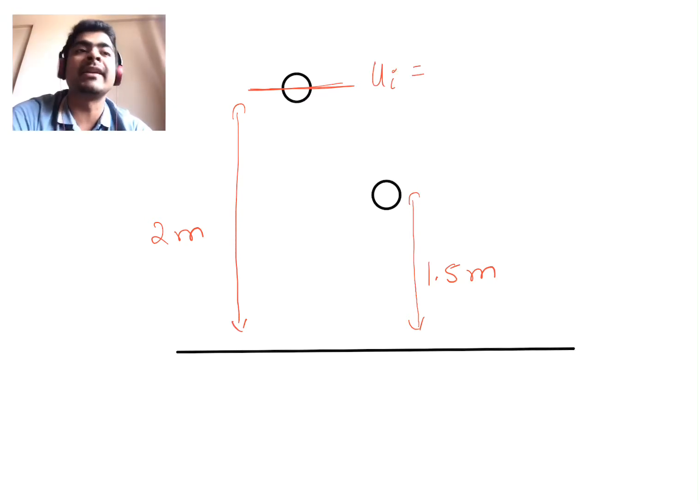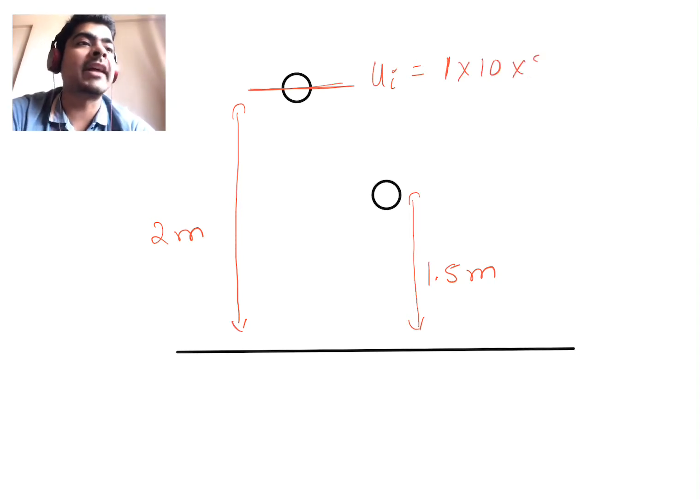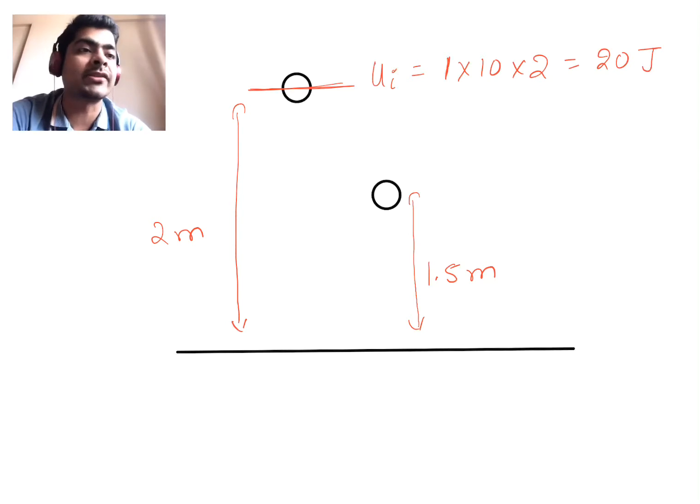Okay. So initially the ball has some potential energy Ui, and Ui will be how much? Mass into g into initial height. So mass is given 1, g is let's say 10, and initial height is 2. So this will be 20 joules is the initial potential energy. Final potential energy will be again mgh. So mass is 1, g is 10 into height is 1.5. So this will be equal to 15 joules.